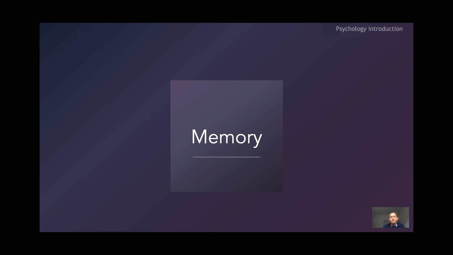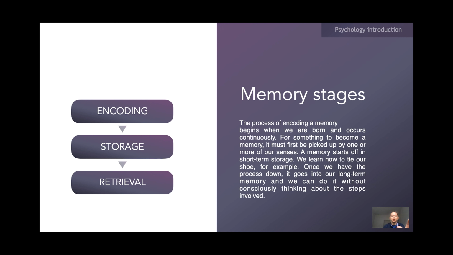Let's start by looking into how memory works. How do we memorize things? Why do we memorize things? And how do we remember those things? There are 3 stages when it comes to memory, how people remember things. Stage 1 is encoding, then storage, then retrieval. I think that's a rather straightforward approach, right?